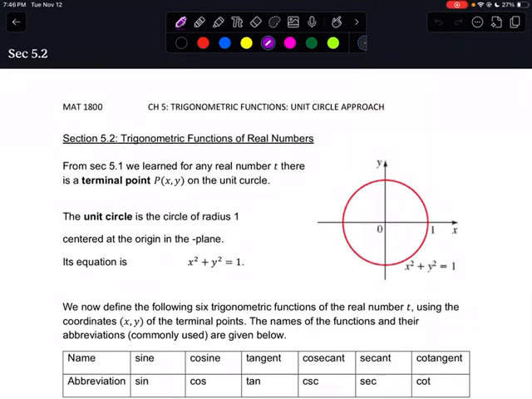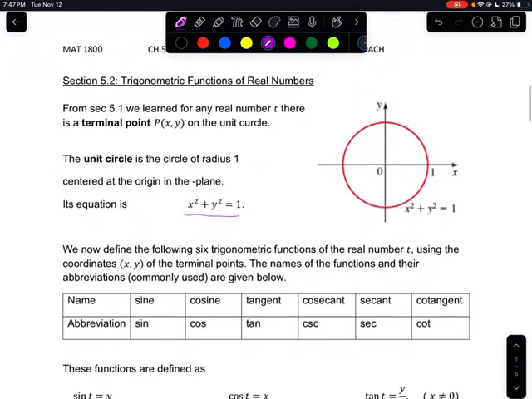We are now looking at section 5.2, which is about trigonometric functions of real numbers. From section 5.1 we learned that for any real number t, there is a terminal point on the unit circle. Remember, the unit circle is a circle of radius 1, centered at the origin in the plane, and its equation is x squared plus y squared equals 1.